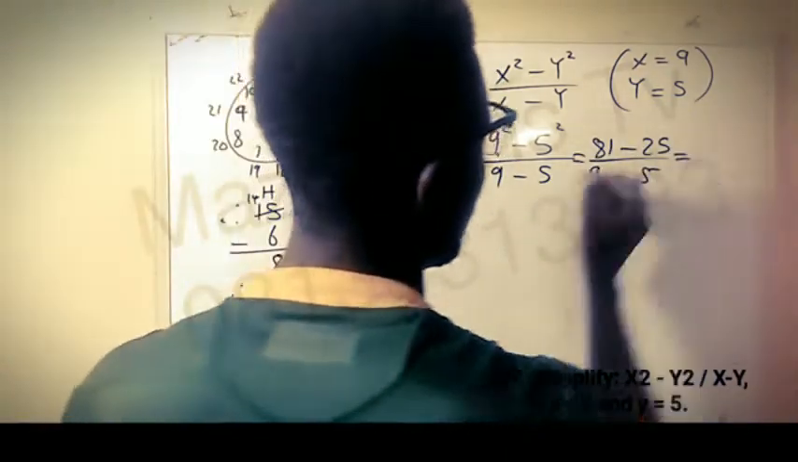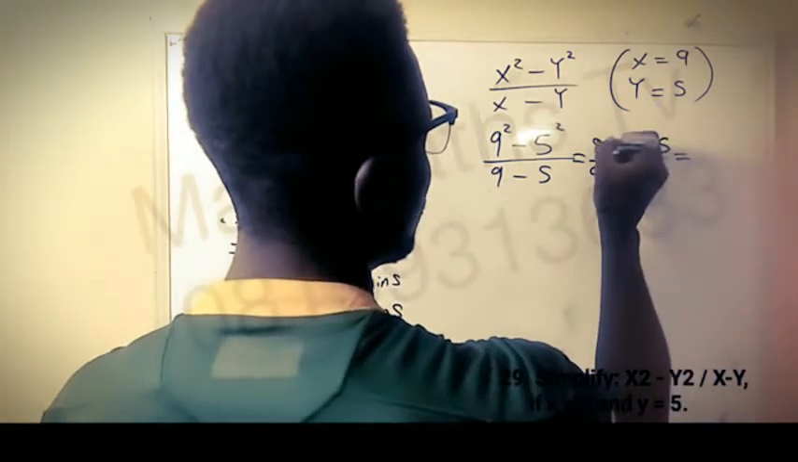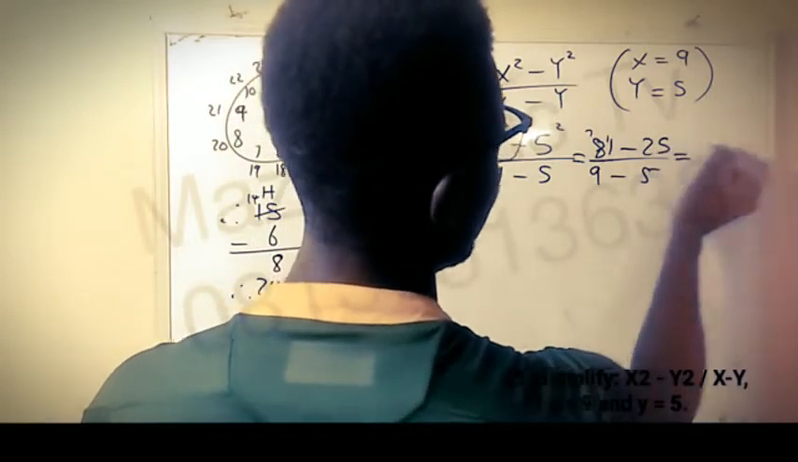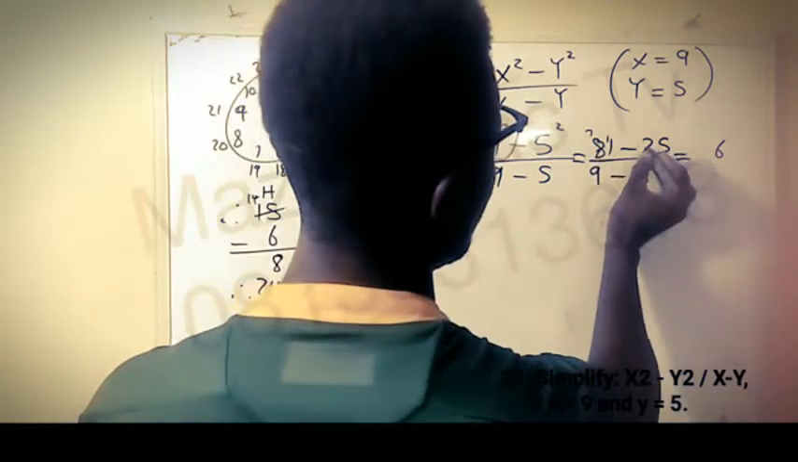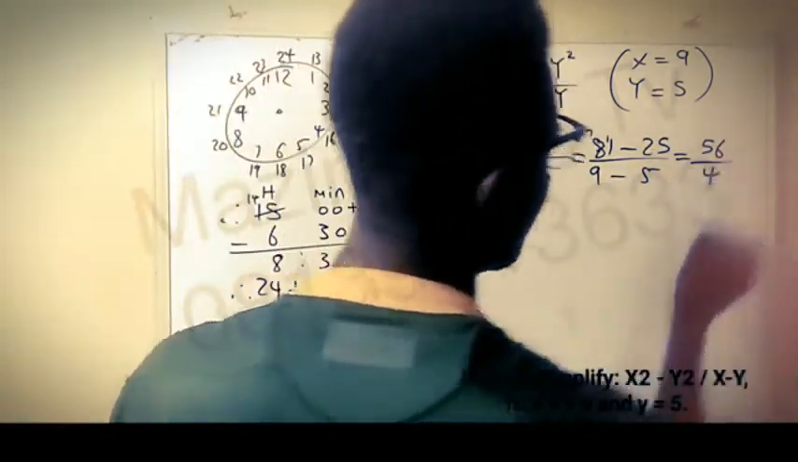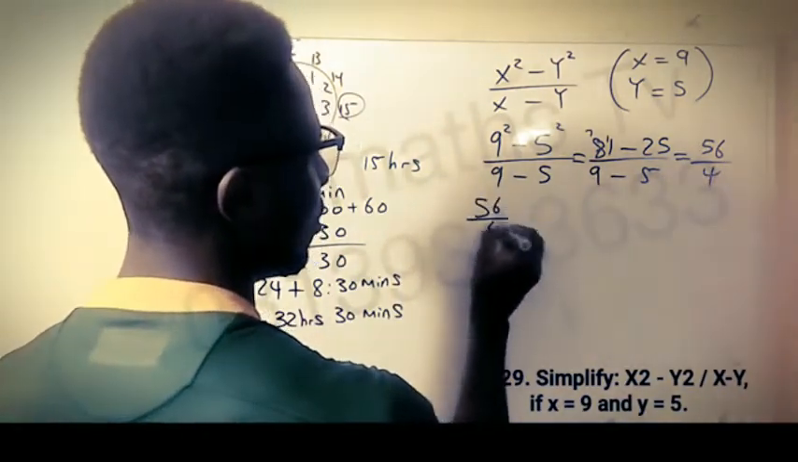Now let's subtract this. So 81 minus 25. You borrow 1 here, this one becomes 7, so this becomes 11. 11 minus 5, that is 6. Okay, and this one means 7. 7 minus 2, that is 5. All over 9 minus 5, that is 4. Okay, now when you arrive at that, we have 56 over 4.